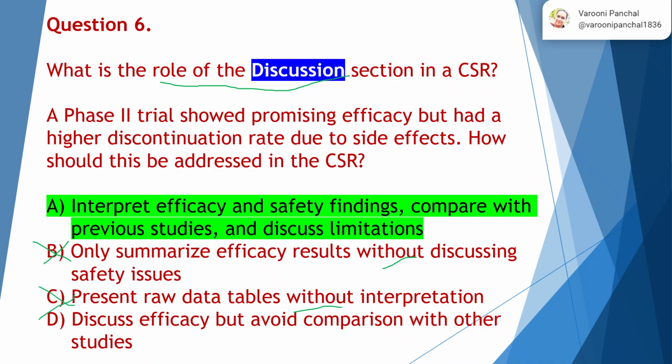Option D says discuss efficacy but avoid comparison with other studies. So this, we are not interested in comparing other studies. We are interested in the discussion for the section, right? So the correct answer is option A. The role of the discussion section in a CSR is to interpret efficacy and safety findings, compare with previous studies and discuss limitations. So comparison with other studies does not make sense. Now what other studies may not know, but yes, you can compare with the previous studies.